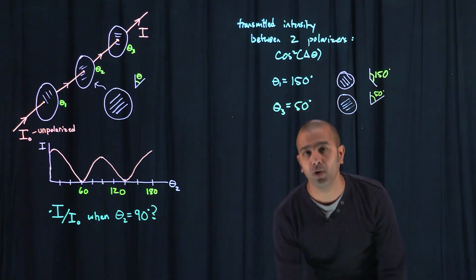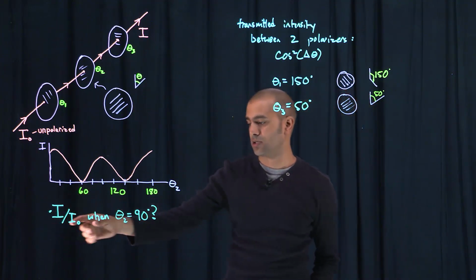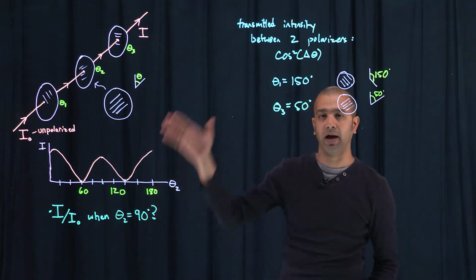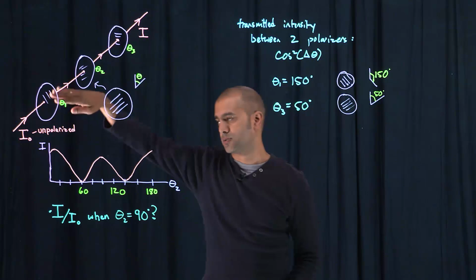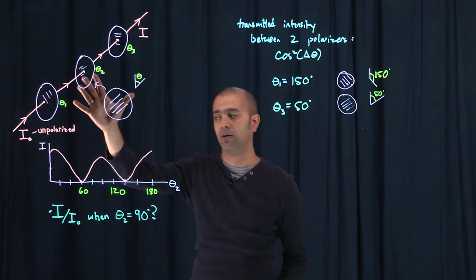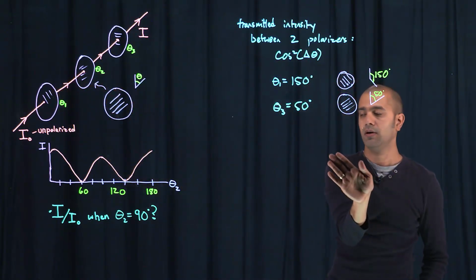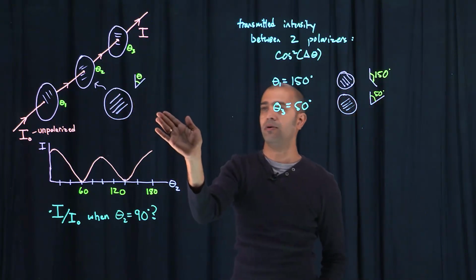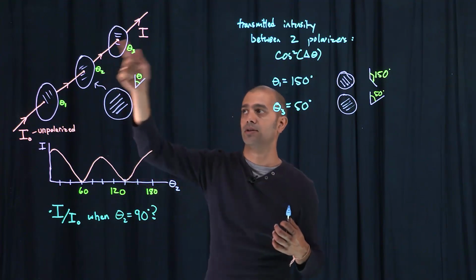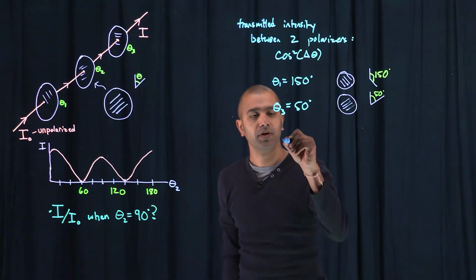Now that we've determined theta 1 and theta 3, we can easily determine the transmitted intensity fraction when theta 2 is 90 degrees. What we can do is just find out how much is remaining after each polarizer. So we have light that's unpolarized first coming through the first polarizer. Some of it's going to be cut out. Then that light is going to be polarized with respect to the 150 degree direction. As it hits the second polarizer, it's now going to be polarized in the 90 degree direction, and some of it's going to get cut out. And then finally, as it hits the last polarizer, it's now going to be polarized in the 50 degree direction, and a little bit more of it's going to get cut out.